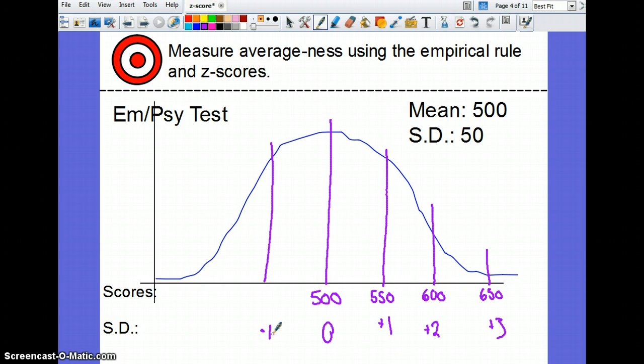-1 standard deviation is going to be 500 minus 50, so that's 450. All the way out here, minus another 50, that'll be 400. And last but not least, all the way out to here is 350. Okay. Notice for these, I can talk about the same thing. I can talk about a score that's between 500 and 550, and I can also talk about that score being between 0 and positive 1 standard deviation.